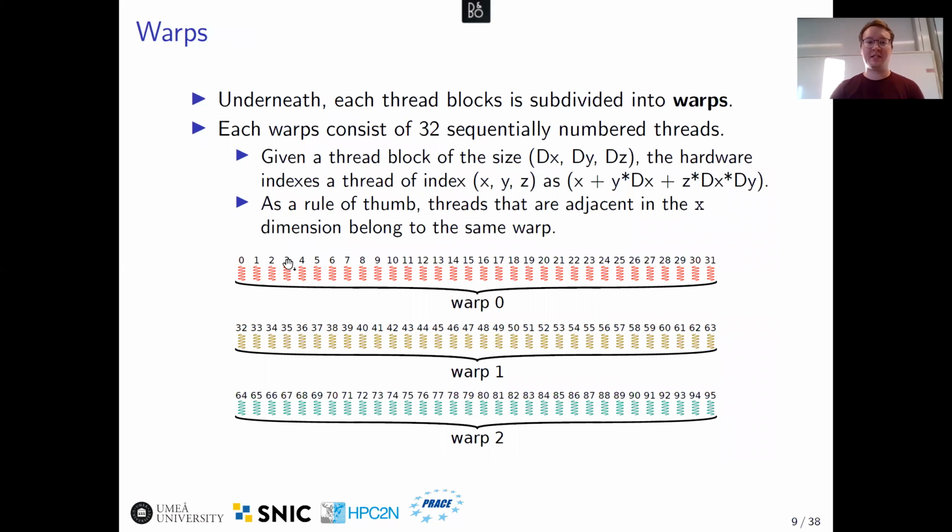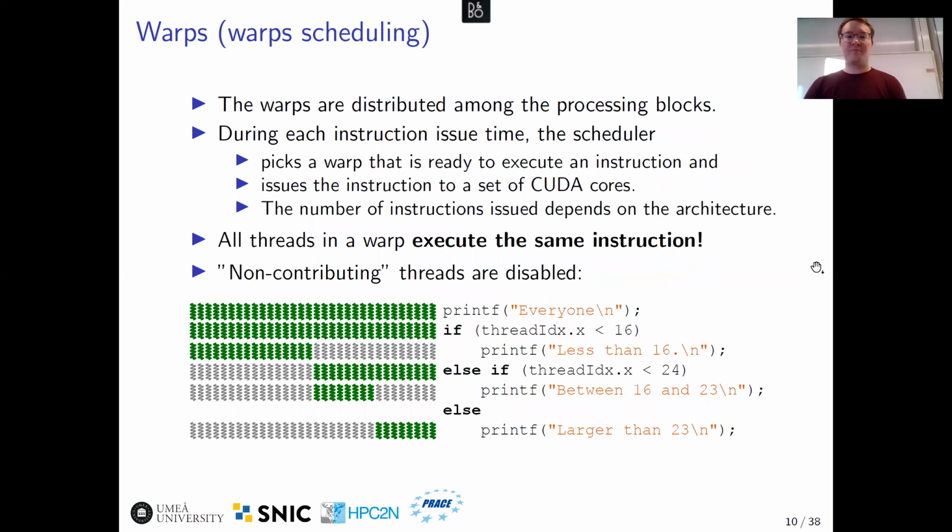In the illustration, you can see that if you compute the global index numbers for each thread, from 0 to 31 it's going to be warp number 0, from 32 to 63 it's going to be warp number 1, and so on. When you launch a kernel, it's going to generate this set of warps, and the warps are then going to be distributed among the processing blocks. In the case of the V100, the Volta architecture, this distribution is done statically. So at the beginning, for each warp, a processing block is selected.